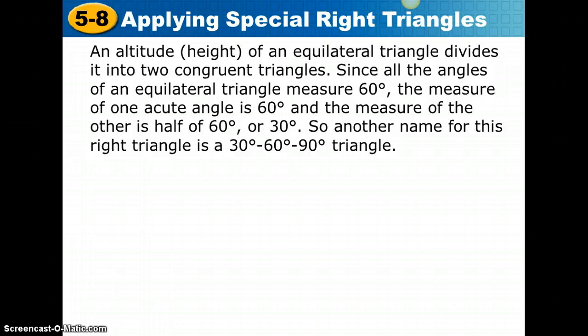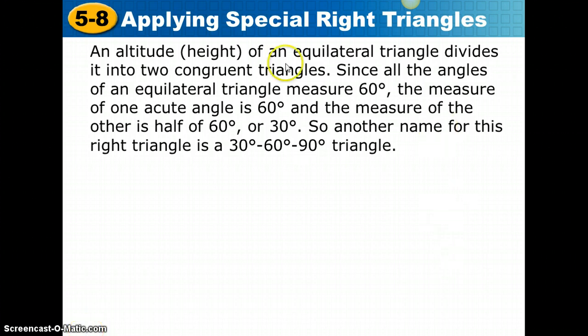The first video talked about 45, 45, 90 special right triangles, and in this video we're going to once again recap 30, 60, 90 special right triangles. We did talk about this in class, but once again want to go over how we get a 30, 60, 90 special right triangle.